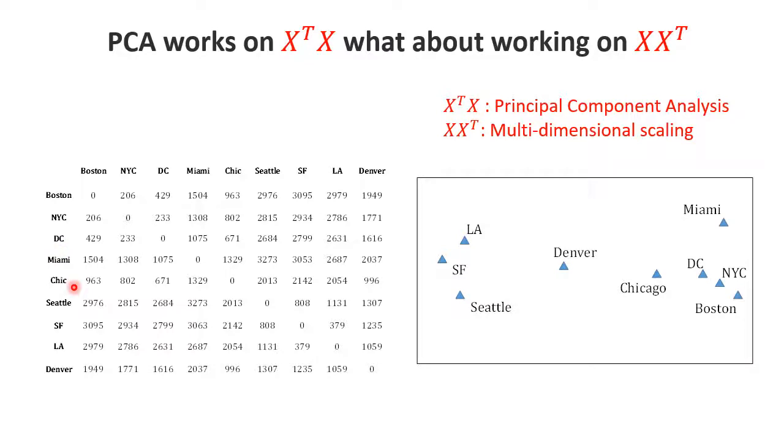The question we are asking ourselves is, using this distance information only, can we map these cities onto a map such that the distance between the cities in this map is preserved as much as possible? In other words, what I'd like to do is create a map such that the distance between Boston and New York City is 206 miles, and the distance between San Francisco and Boston is 3,000 something miles. So that is the map here, and the operation of doing that is called multidimensional scaling.